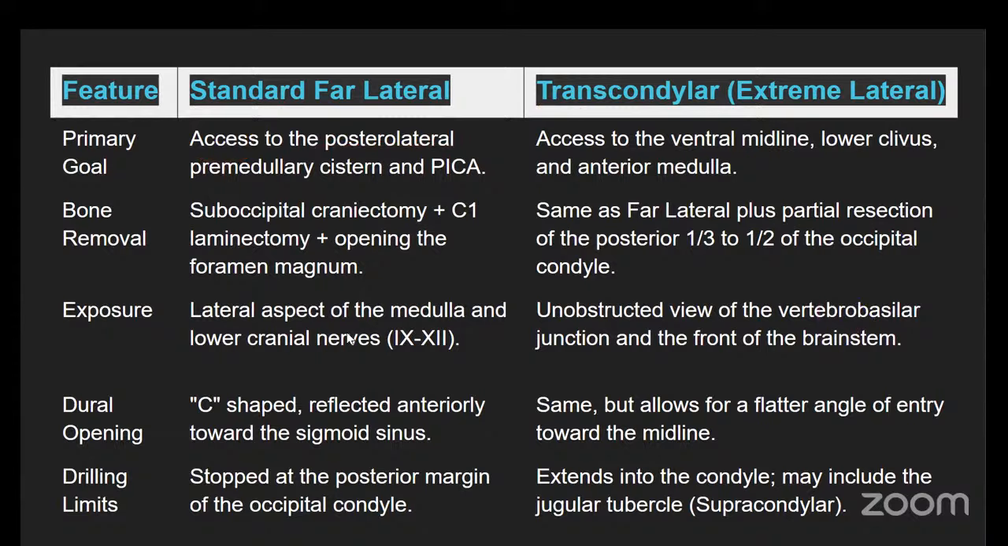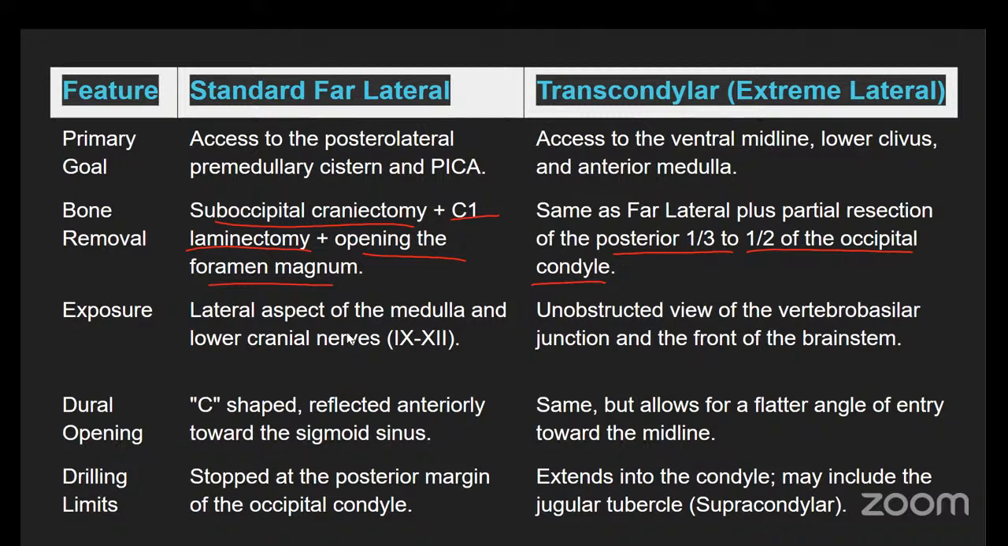How is the bone removal different? The bone removal is what differentiates it mainly. Let me change this slide. We do a suboccipital craniectomy in the standard far lateral approach, then we do a C1 laminectomy, and then we open the foramen magnum, right? This is the standard far lateral. When we take out the posterior one-third to half of the occipital condyle, we change the standard far lateral approach to the transcondylar approach.